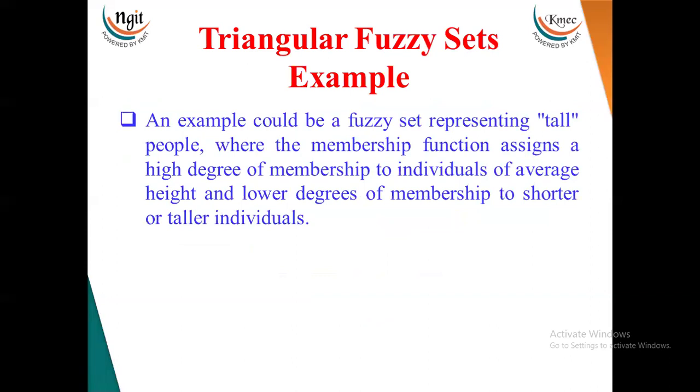For example, take the height representation, like tall people. Tall people will have a degree of membership of 1. Average height and lower will have lower degrees, shorter than the taller individuals. If you make people stand in a line, the taller one will be the peak. This is the best example for triangular fuzzy sets. If I call everyone and ask them to stand, the tallest one will have the highest membership value, and the others come down according to their height.